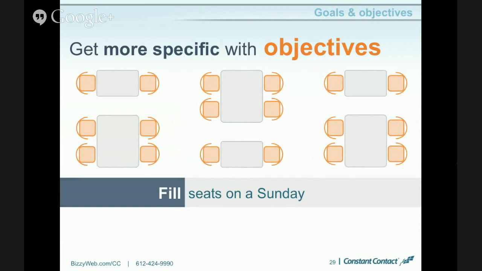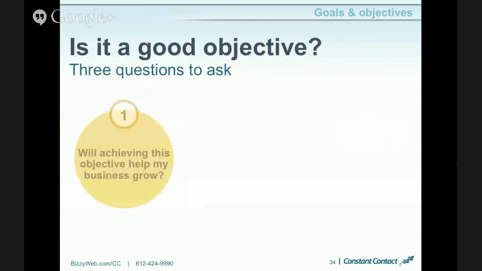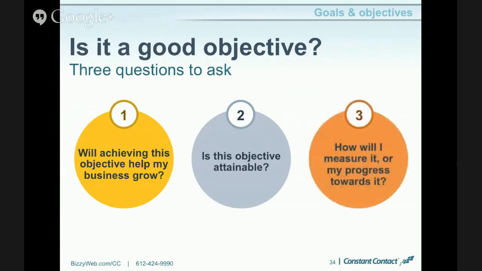So there's 3 questions to ask if you are using a good objective. First, will achieving this objective help your business grow? Second, is the objective obtainable? Can you actually get there? If you have an objective to reach every red-blooded American female in the state of Utah, is that really possible? Probably not. Third, how will you measure it, or your progress towards it?